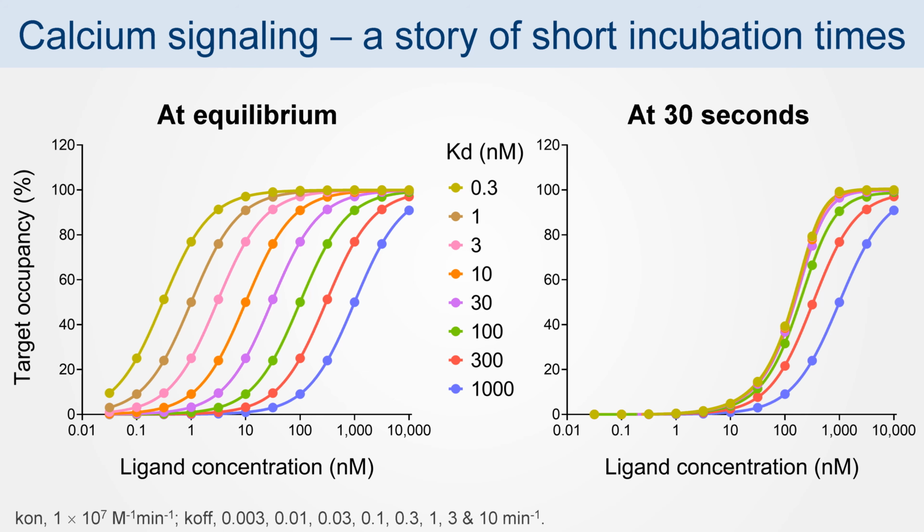Next, we ran a simulation assuming an incubation time of 30 seconds, something we might use in the calcium assay we just talked about. This is pretty bad, obviously. The potent compounds are all bunching up in the 100 nanomolar range, and using this short incubation here, we have artificially flat SAR. We can't distinguish between the compounds, even though in reality their affinity for the target is very different.